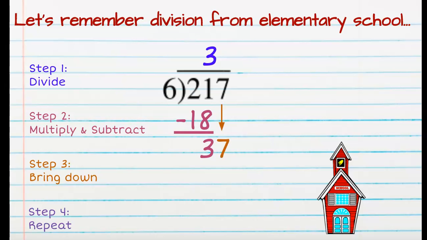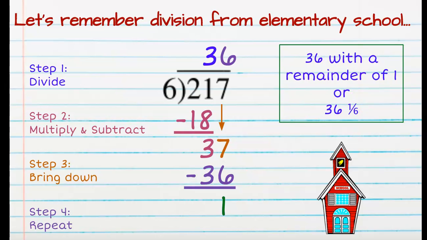And we will start the process all over. 6 into 37 is 6 times. So we will continue the process. 6 multiply 6 is 36, and we will subtract and get 1. Because there is nothing left to bring down, our process is finished. We have our result: 36 with a remainder of 1, or 36 1/6.